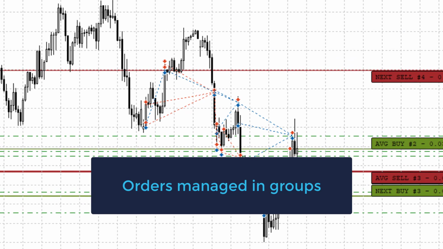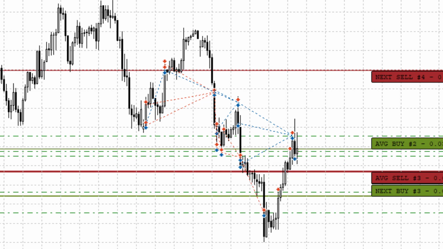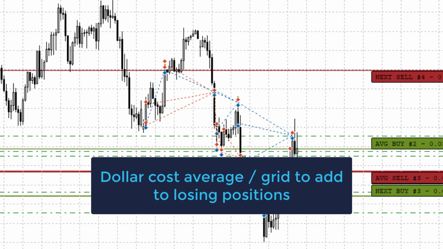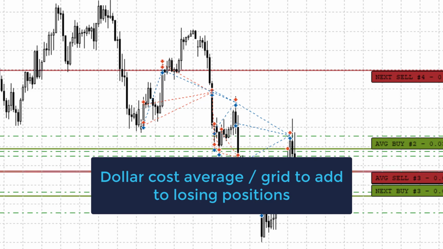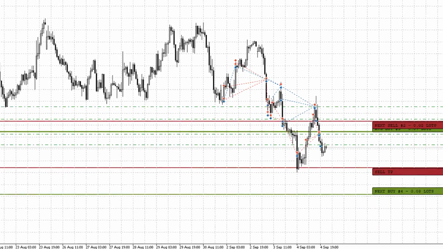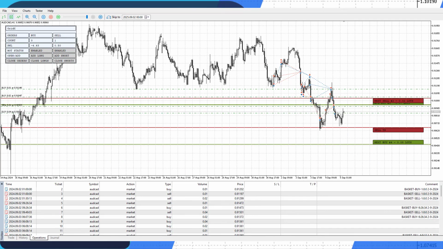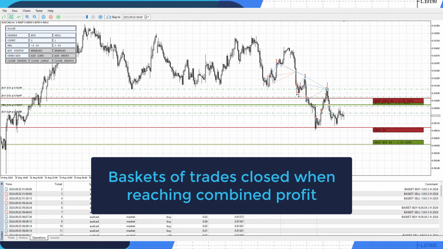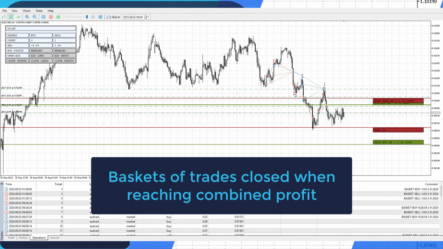Orders are managed as groups, a group for long orders and one for shorts. When the first trade goes into drawdown, GridX adds new orders at the defined intervals, bringing the average price closer to the market. When the combined profit of the basket reaches the target, all trades are closed together.